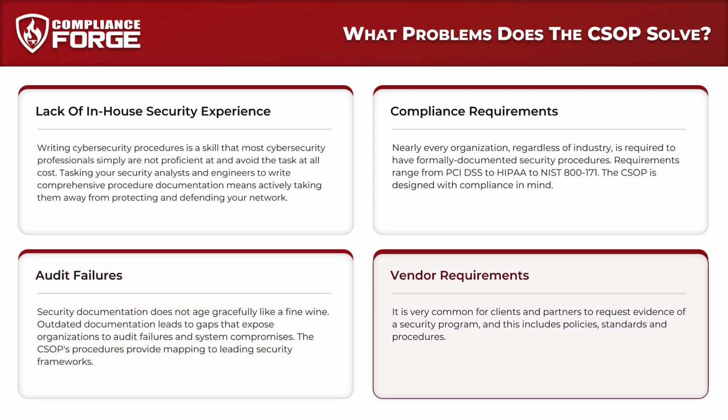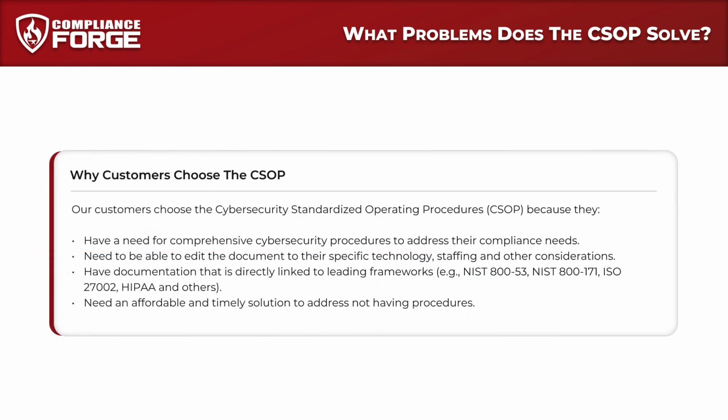And the fourth is vendor requirements. It is very common for clients and partners to request evidence of a security program, and that includes policies, standards, and procedures. Customers choose the CSOP because they have a need for comprehensive cybersecurity procedures to address their compliance needs. They need to be able to edit the document to their specific technology, staffing, and other considerations. They want documentation that is directly linked to leading frameworks like NIST 853, NIST 800-171, ISO 27002, and HIPAA, and they need an affordable and timely solution to address not having procedures.